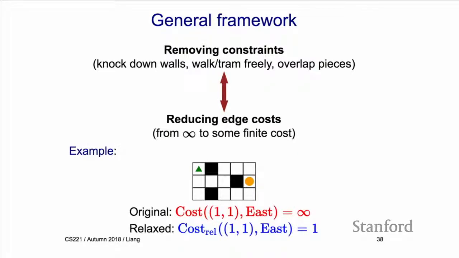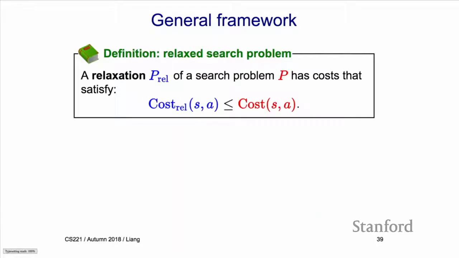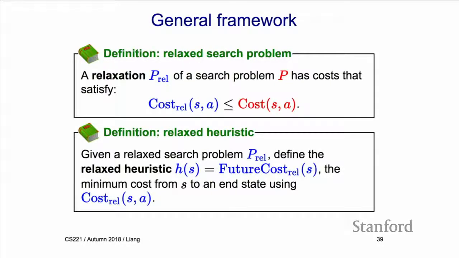So for example, in the problem we saw earlier, instead of saying that walking into a black square is not possible, we could just say that it's infinitely costly. So a relaxed search problem is a problem for which every single cost is less. And a heuristic function is basically just, in the relaxed problem, the true optimal future cost. The relaxed problem should be so easy that you can actually figure out the true future cost, and your heuristic is just that future cost in the relaxed problem. That's the general framework.